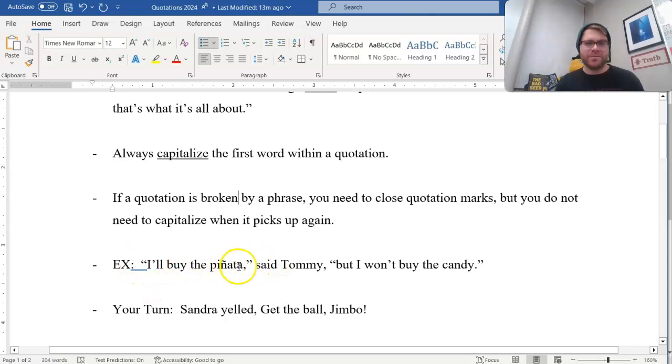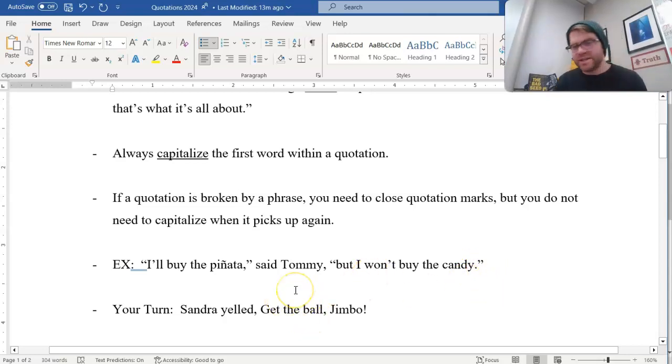The first half, "I'll buy the piñata." Commas go inside of quotation marks, like we talked about a moment ago. Notice that we don't have to recapitalize when we continue the quote with "but." So it has its own set of quotation marks, but it's just a continuation of that quote. "But I won't buy the candy." Again, periods go inside of quotation marks as well.